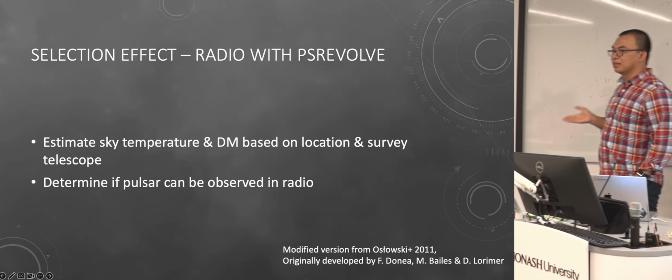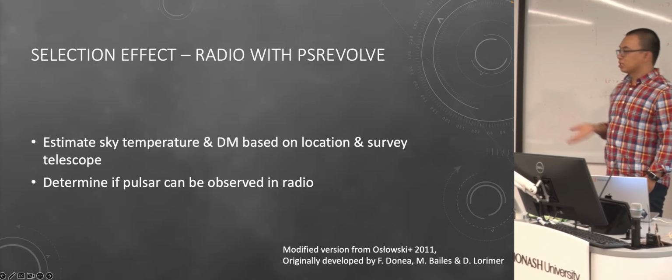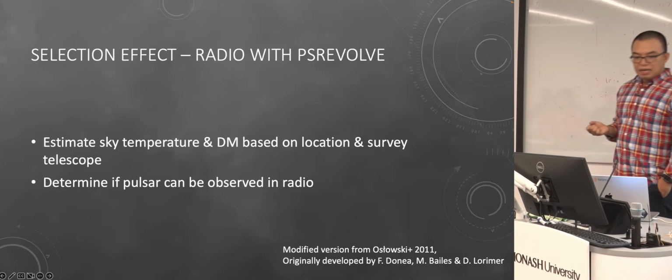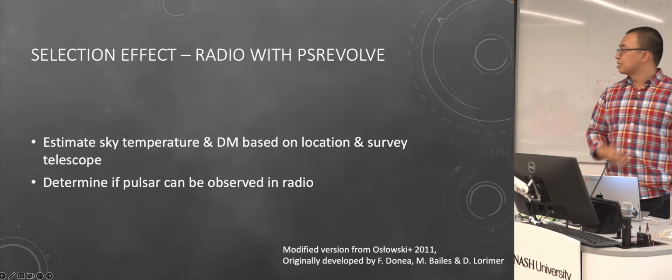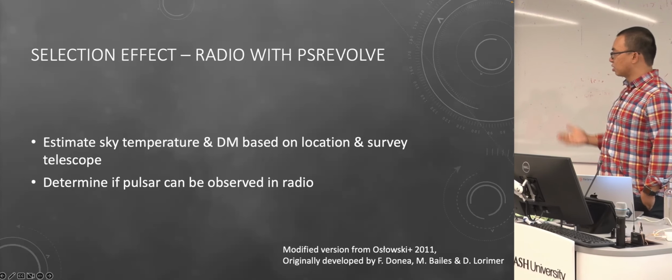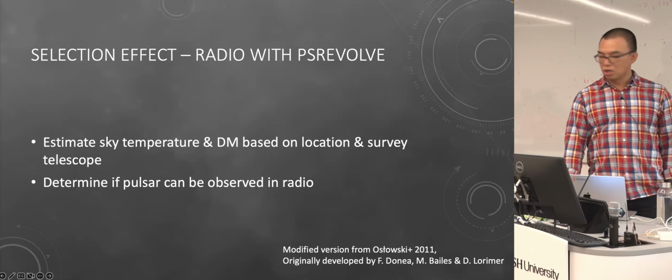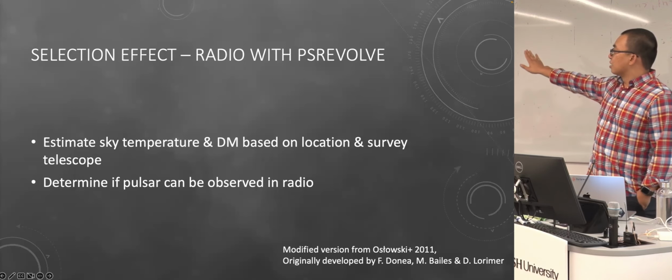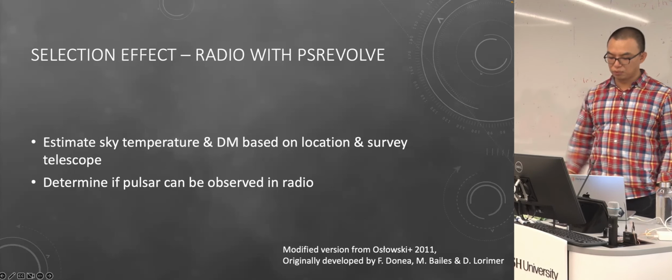I'm assuming that all of these pulsars are going to be observed with the Parkes Multibeam Pulsar Survey, and we can use previously estimated properties of the pulsar to determine their radio luminosity and convert that into the radio flux, and compare that to what PSRevolve is telling us to see if that pulsar can be observed or not.